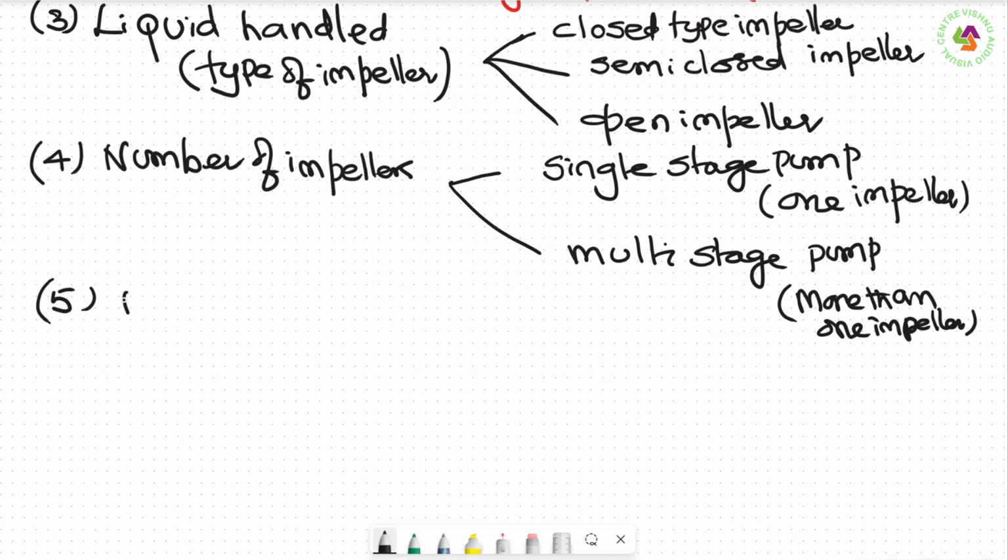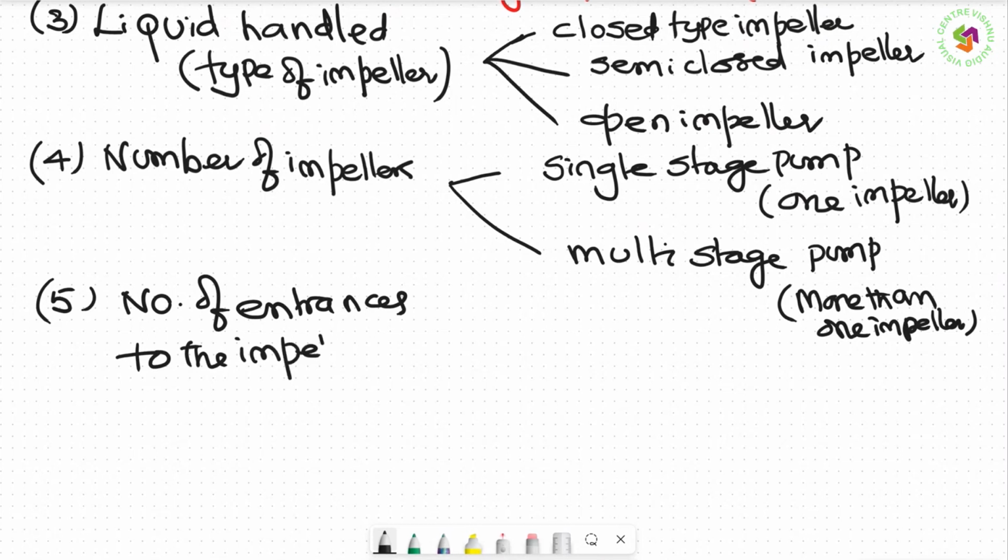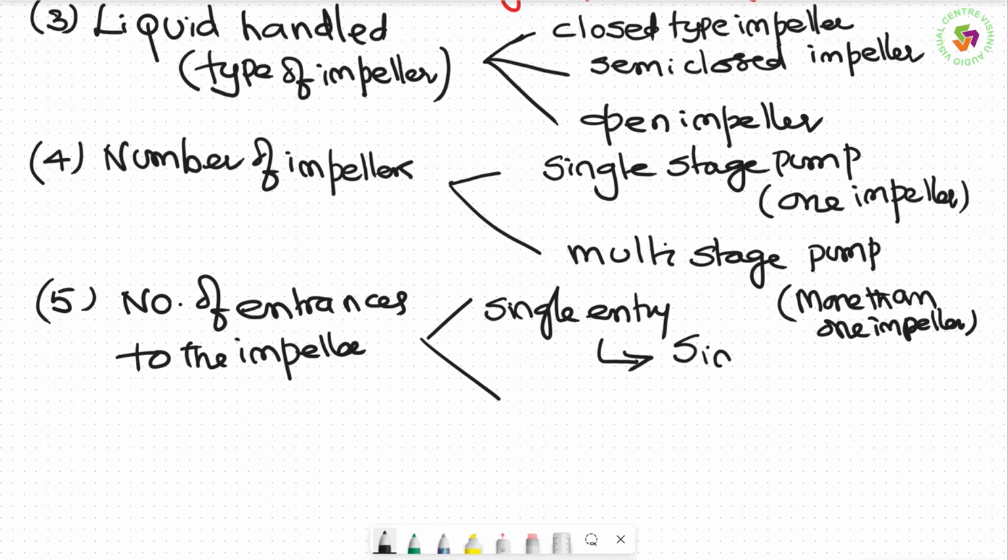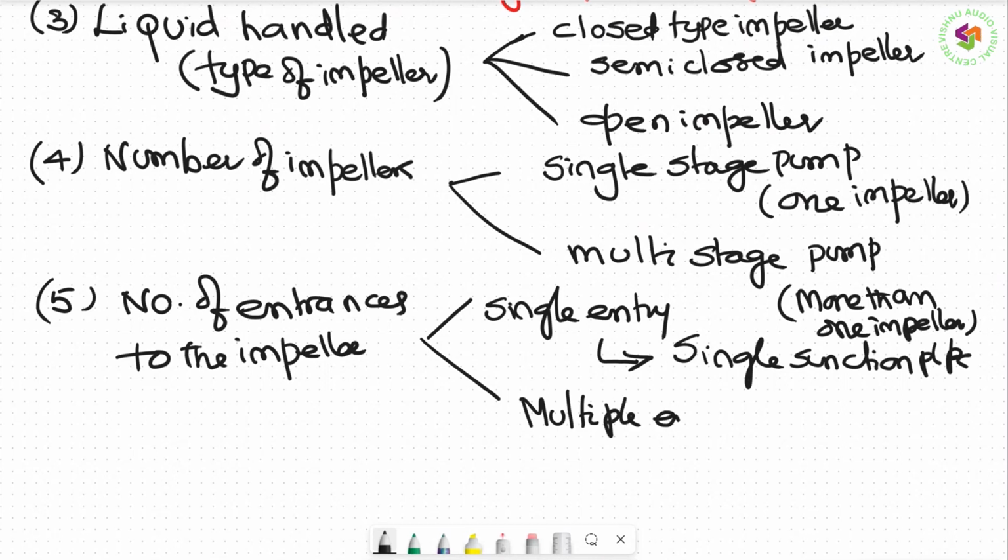The fifth is the number of entrances to the impeller. Single entry means a single suction pipe. Multiple entry means double suction.